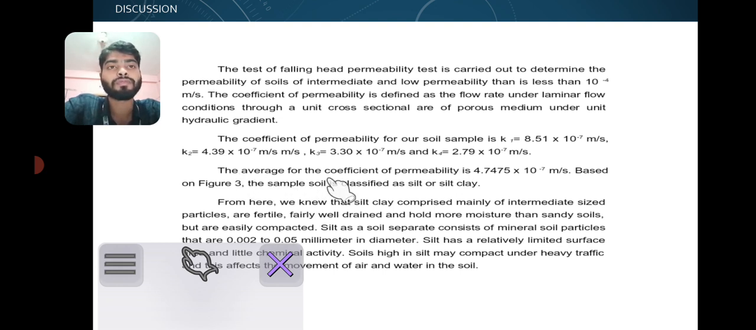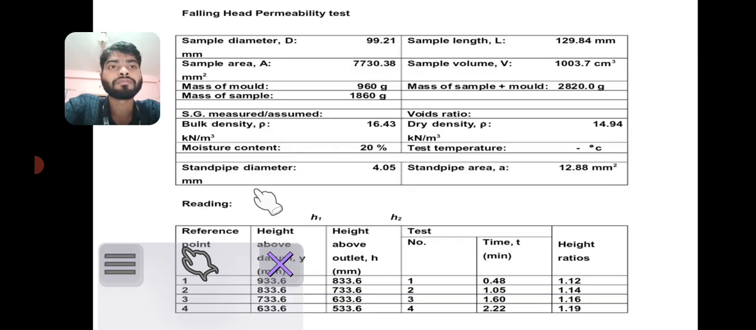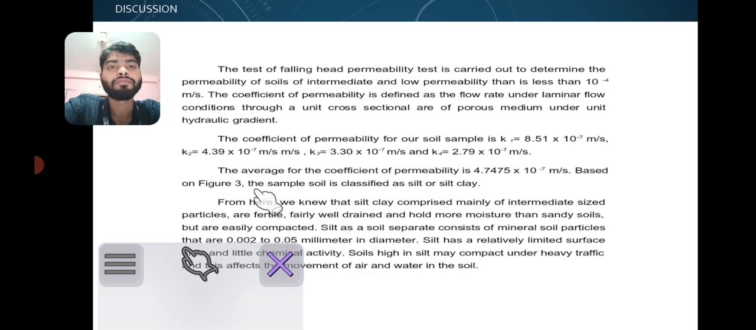So the average coefficient of permeability is 4.7475 into 10 to the minus 7 meter per second, based on figure 3. Which figure? This figure. After that, the soil sample is classified as silt or clay, silt clay.